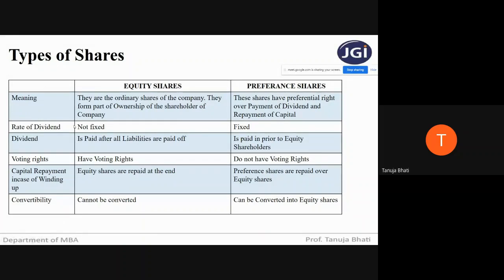So even dividend will be paid only after all other parties, like the third parties and the preference shareholders, are paid off. Only once they are paid off will the equity shareholders get the payment.